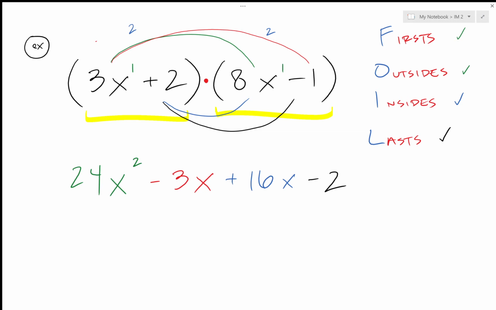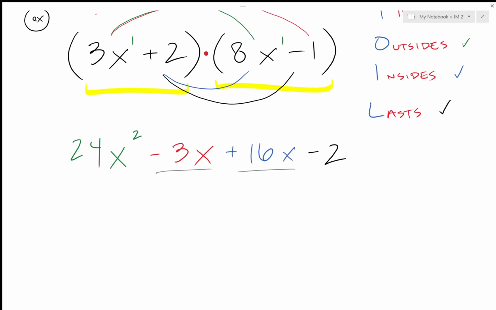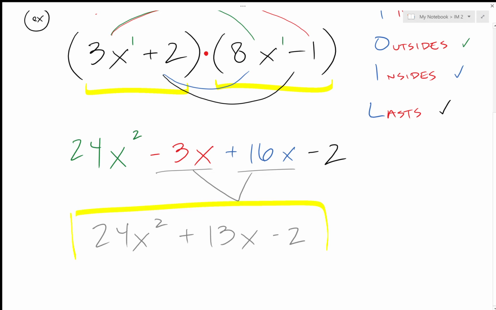We're almost there. It looks almost like standard form, except we need to add or subtract these terms and combine them. So the 24x squared has nothing to go with it, so we'll write that down. The negative 3x and the positive 16x combine together to become a positive 13x. No changing the exponents here because we're adding and subtracting. And then a negative 2 at the end. We check that nothing else combines together. That is our final answer for multiplying these two polynomials together.